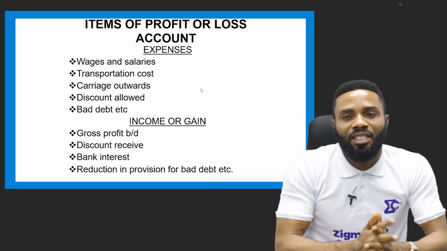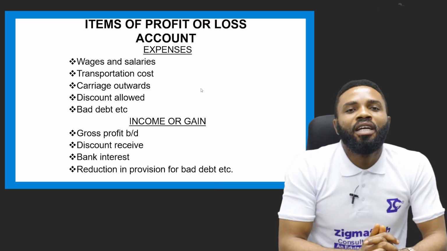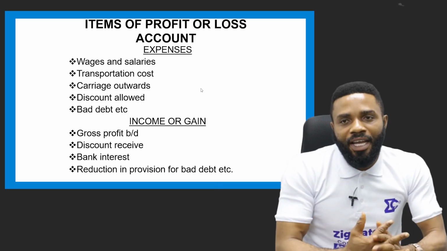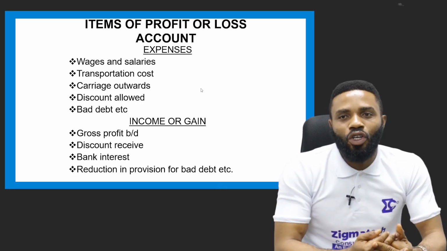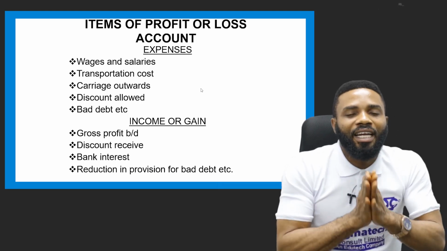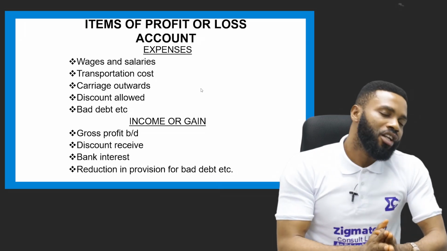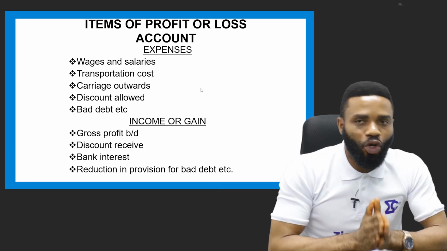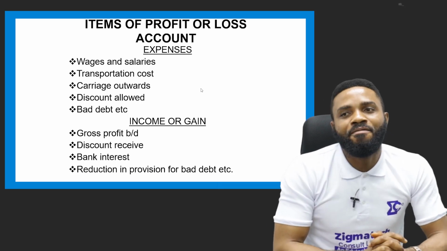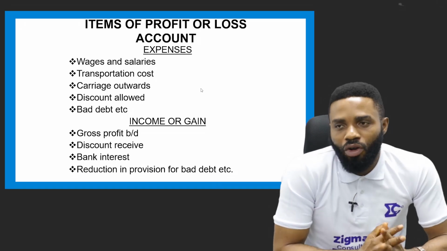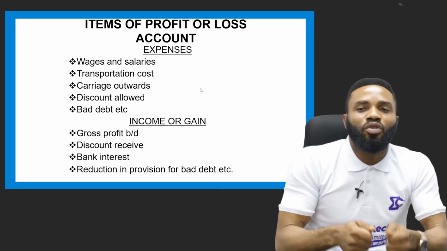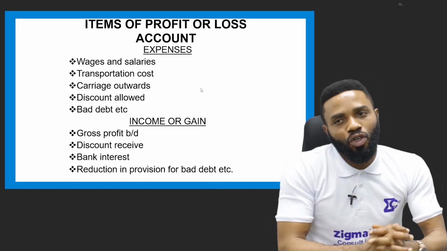And then bank interest. Bank interest is simply the returns you have on your deposits. And then the last but not the least is reduction in provision for bad debt. Every organization will set out an amount of money to cover a debt you are not sure of recovering. Some debtors are actually very, very inconsiderate. They will come as if they want to die, and then by the time you give out the item to them on credit, they will not come to your shop again.